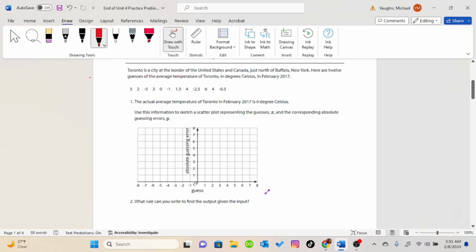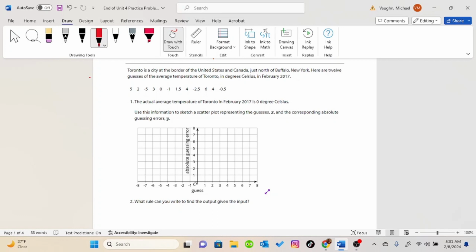Toronto is a city at the border of the United States and Canada, just north of Buffalo, New York. Here are 12 guesses of the average temperature of Toronto in degrees Celsius in February 2017. Number 1. The actual average temperature of Toronto in February 2017 is 0 degrees Celsius. Use this information to sketch a scatter plot representing the guesses and the corresponding absolute guessing errors.